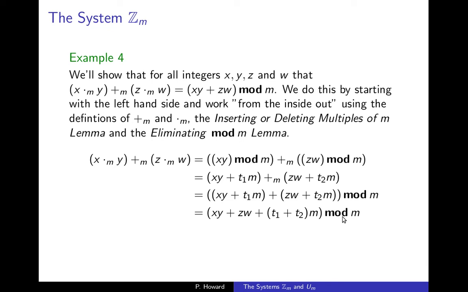And now we are using the inserting and deleting multiples of m lemma. We're going to use it to delete this multiple of m. The final result, xy plus zw mod m, which is the right-hand side of the equation we were trying to prove.